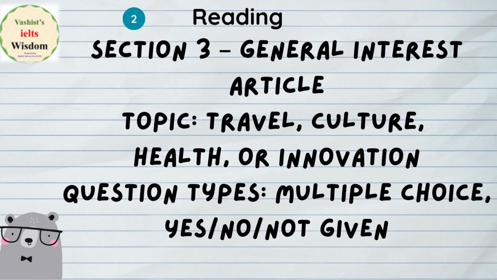So moving to section 3. Section 3 is journal interest articles, and topics you can expect here are travel, culture, health, and innovation. So these are the important topics which you can expect for your upcoming IELTS exam. And the question types you can expect here are multiple choice questions, yes, no, and not given. So these are the question types you can expect in your upcoming IELTS reading exam.